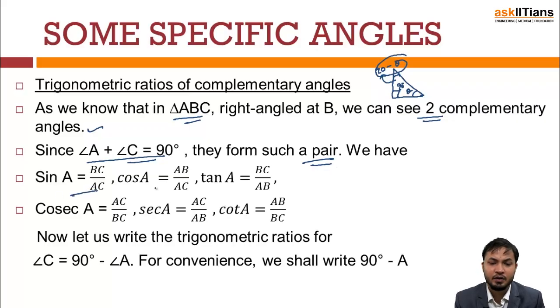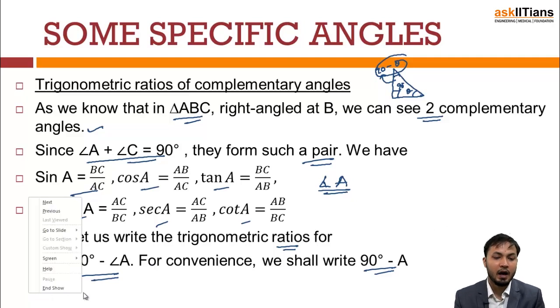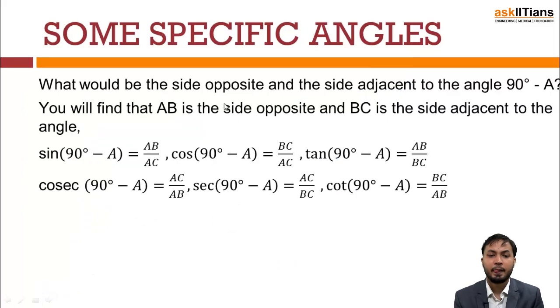So I have my sine, cos, tan, cot, sec, cosec, they are all defined, right? So up till now we took out the trigonometric ratio of angle A. Now let us write a trigonometric ratio for angle C, that is 90 minus angle A, which we shall write as 90 minus A for convenience. Okay, so how do we come to this? Now what would be the side opposite and adjacent to angle 90 minus A? We need to figure out that.